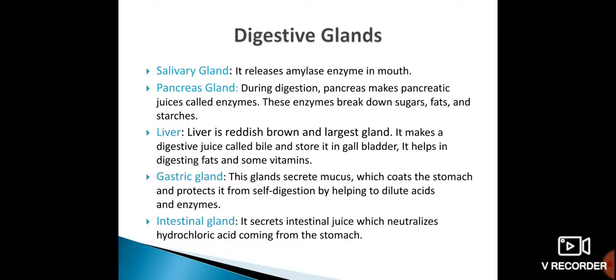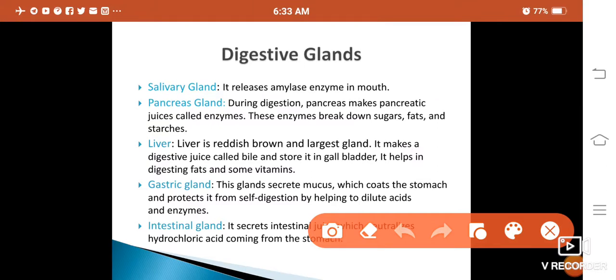Now, next is the pancreas gland. During digestion, the pancreas makes pancreatic juice. It also contains enzymes, and these enzymes again break down sugar, fat, and starch. Next is the liver.